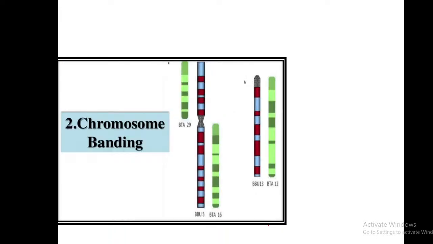Now, next is chromosomal banding. This is what is known as a band. You can see here one band, another band, another band here. There are many bands. So, these bands appear on the chromosome when it is subjected to staining.